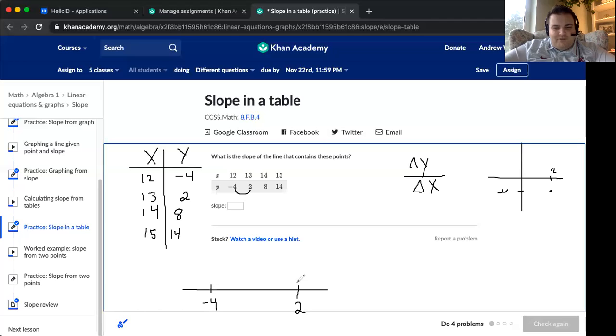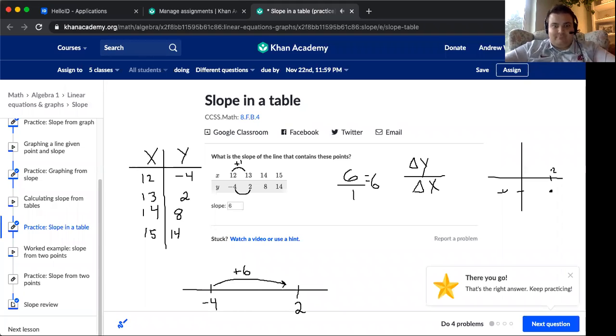If you're going from -4 to 2, then that means that you're increasing, right? You're adding 6. To get from -4 to 2, you would have to add 6. So it's an increase of 6. So our change in y is 6. Our change in x from 12 to 13 is increasing by 1. You'd have to add 1. So we end up with a change in y of 6 and a change in x of 1, which is 6. So the answer to this problem here is 6.